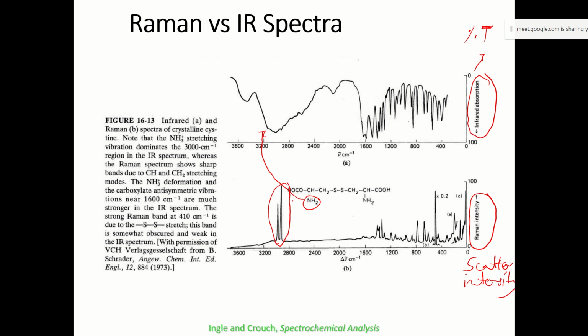You see two CH peaks, one for CH and the other for CH2. So you can see these are the peaks that appear for CH2 and CH vibrations, and NH3 plus deformation and carboxylic antisymmetric vibration.